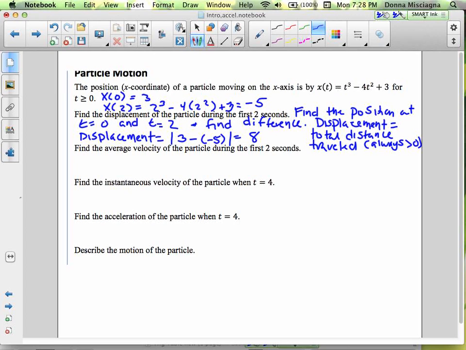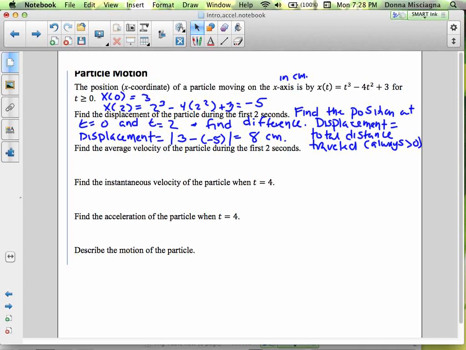It tells us the units for time. It doesn't tell us the units for position. How about we use centimeters? So let's make it 8 centimeters it traveled. And that makes sense, right? Because it would have to go 3 centimeters to get to the x-axis, and then it traveled another 5.